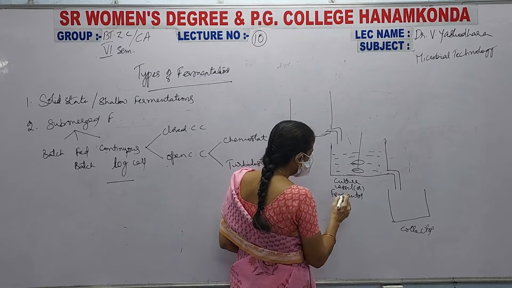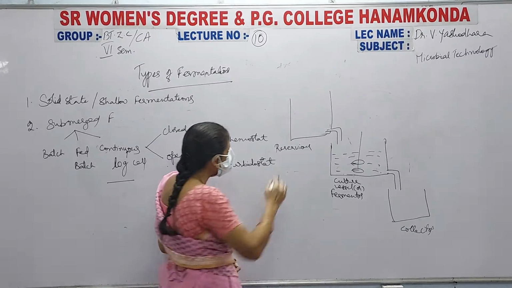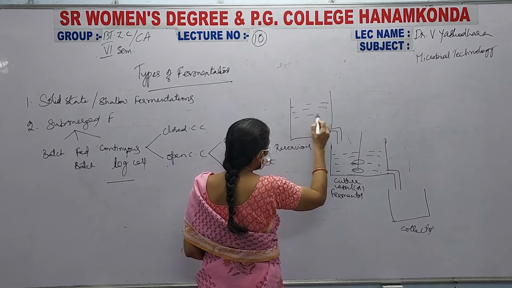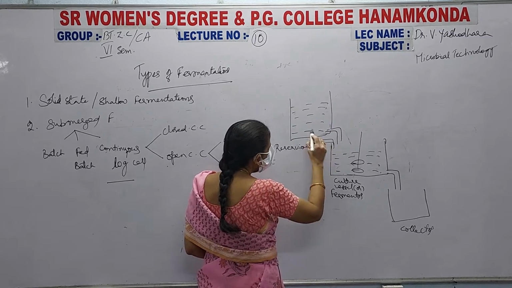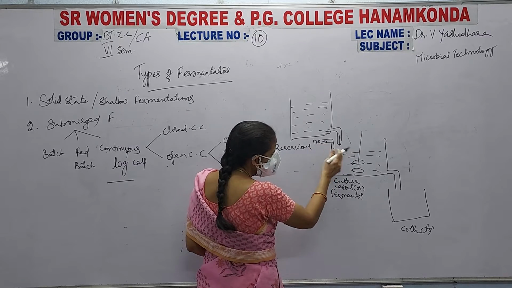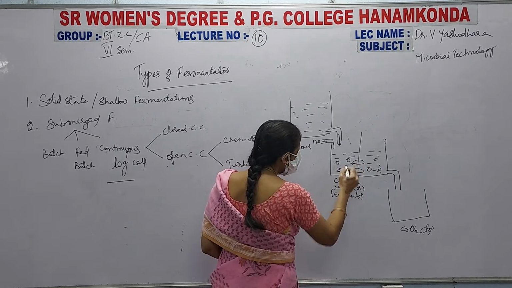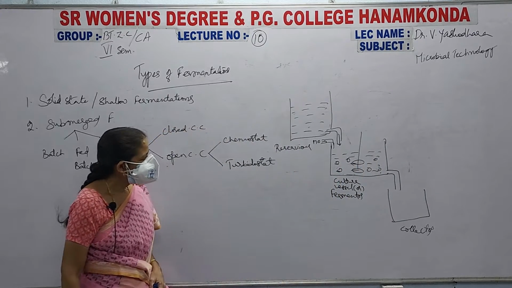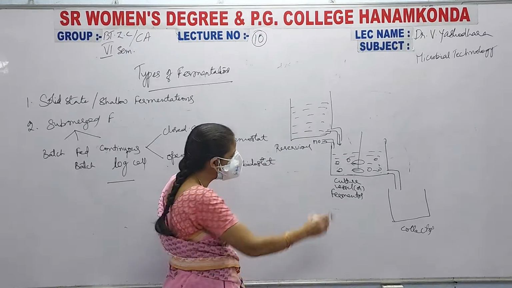Okay, this can be called a culture vessel or fermenter or bioreactor. Now this consists of a medium, and the medium is released into this, and microorganisms are released directly into this. Now see here, once it is released, the reservoir culture medium, the sterile culture medium, is released into this.